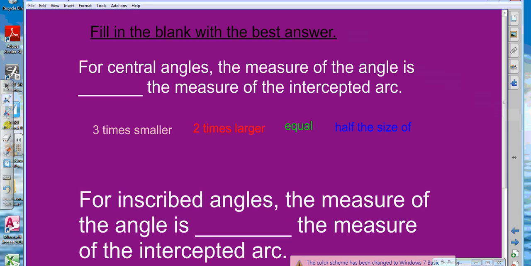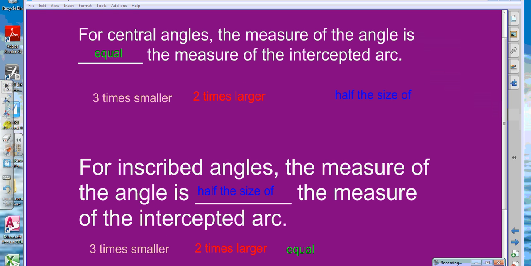Okay, so we're going to fill in the blank using our words. Isn't this super pretty? It says for central angles, the measure of the angle is blank the measure of the intercepted arc. Okay, I want you to pause this video and fill in these two on your own. You can just draw an arrow and move it up. Pause it, try it on your own, then we'll come back and do it together. It's kind of just recapping what I just said.